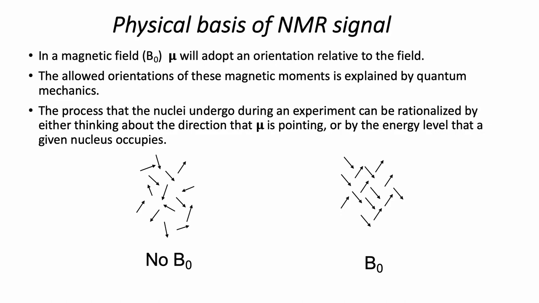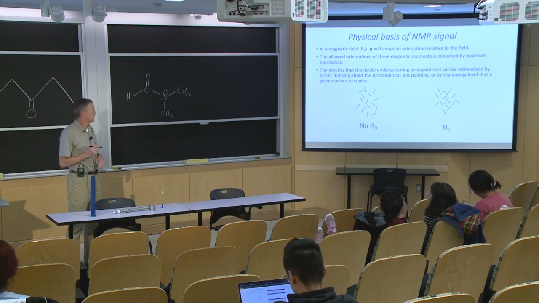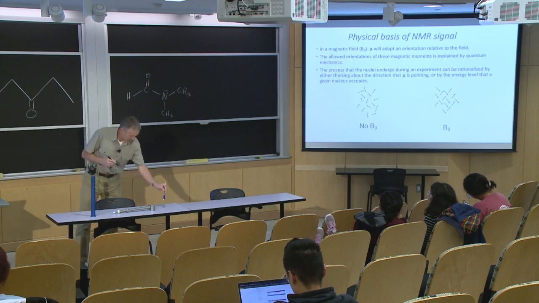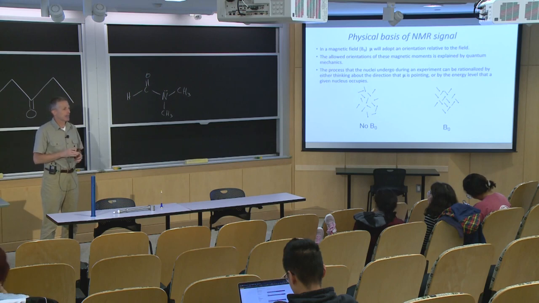field. So I tried to make a little cartoon here. With no magnetic field, these are supposed to just be all randomly oriented. But when I immerse my collection of molecules, that's in my sample, in a magnetic field, they will line up and be either with the field or against the field.